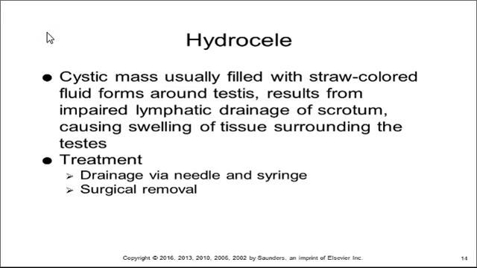Hydrocele is a cystic mass that's usually filled with straw-colored fluid. It forms around the testes, and it results from your lymphatic system not draining properly, and it causes swelling of the tissue surrounding the testes. The treatment is to do a needle drainage, or you can surgically go in and remove it.